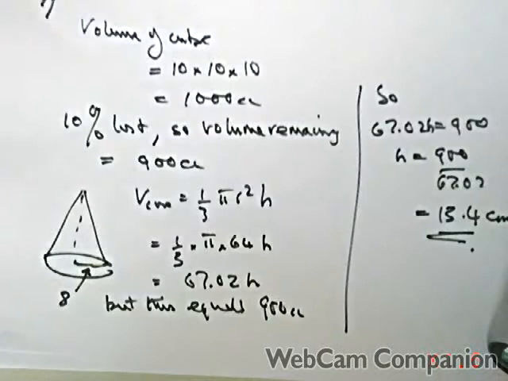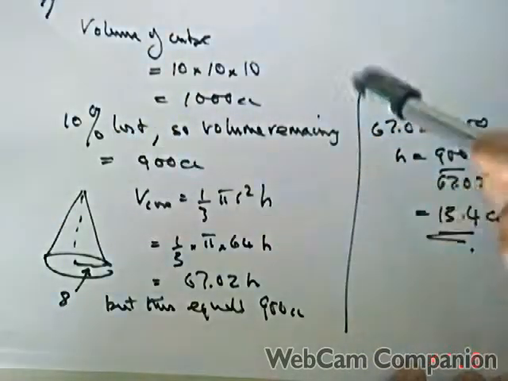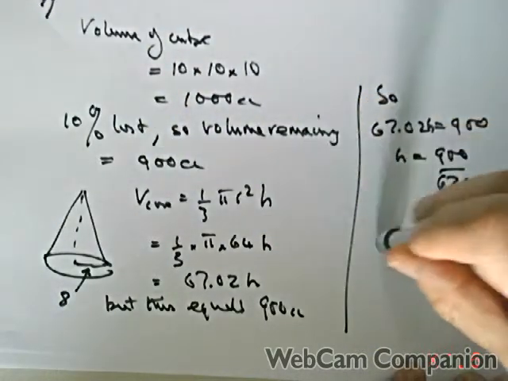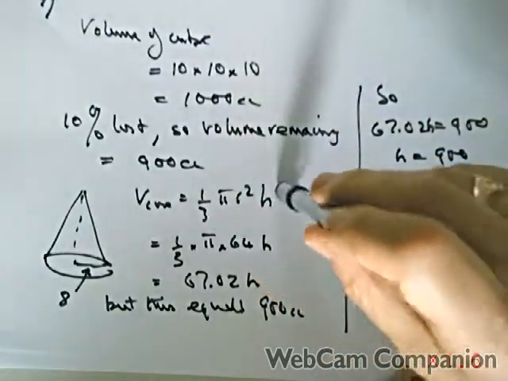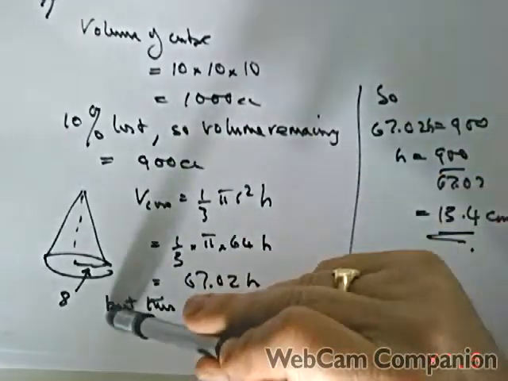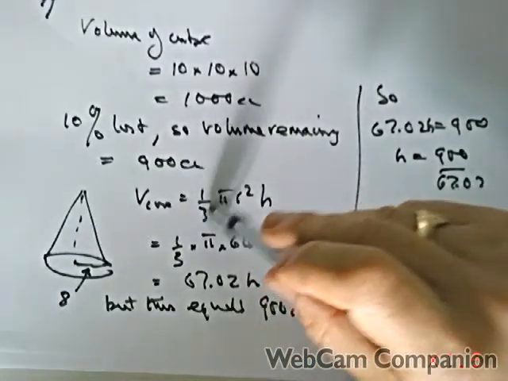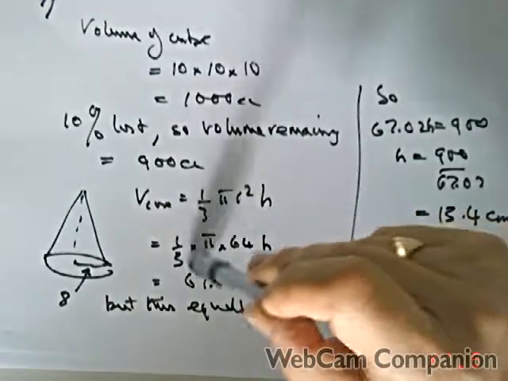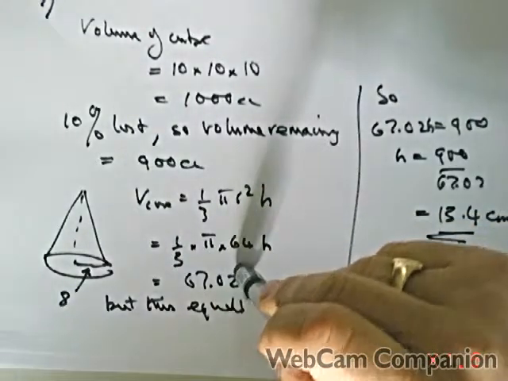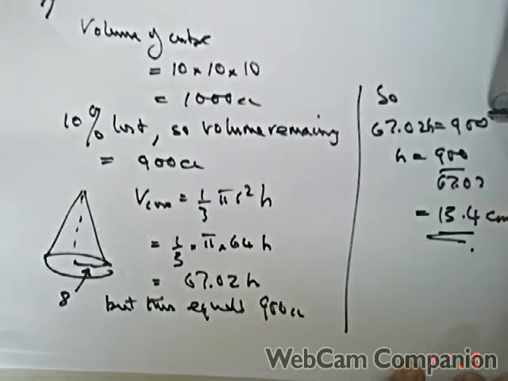The next one is the old take a volume and change its shape and work out one of the parameters. The only wee trick they put in is that you lose 10% when you melt the cube. So first you work out the volume of the cube, you lose 10%, then you express the volume of the cone in terms of its radius and h, the height that you're trying to find. So that gives you 1/3 pi r squared h, 1/3 pi 64h, which gave me 67.02. So the volume of my cone is 67.02 times h, and that just equals 900.